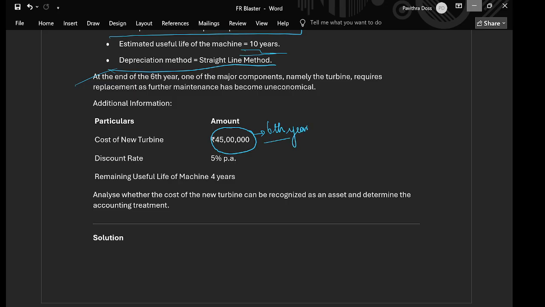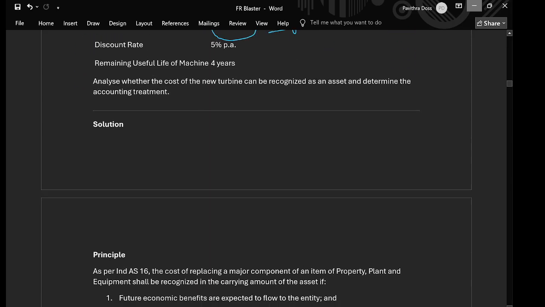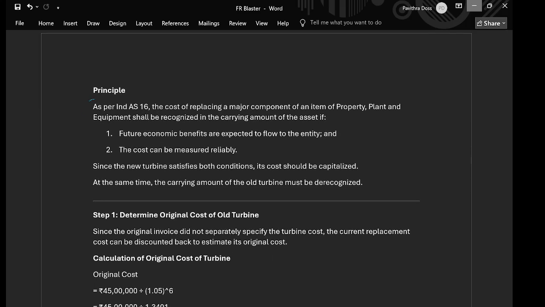Okay, this is at the end of the 6th year. So in the 6th year the cost is 45 lakh. At the beginning, what is the cost? We don't know. We will have to arrive at it. But before that, let us see some of the theory part in that.